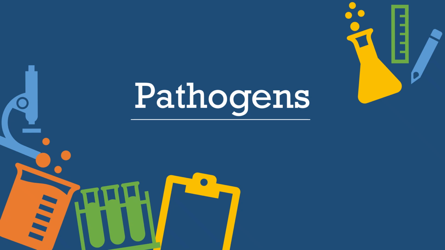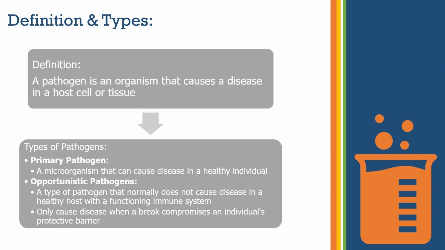Moving on to what causes infectious diseases, as well as these signs and symptoms to be present, I'll be discussing pathogens. A pathogen is an organism that causes a disease in a host cell or tissue. Types of pathogens. First off, there's primary pathogens. This is a microorganism that can cause disease in a healthy individual.